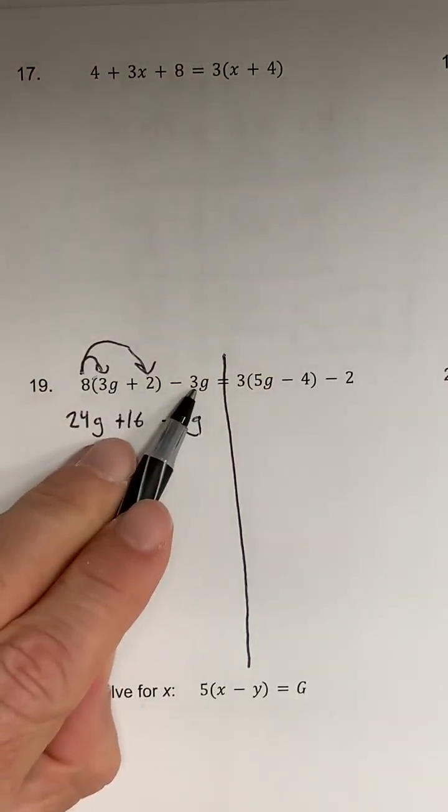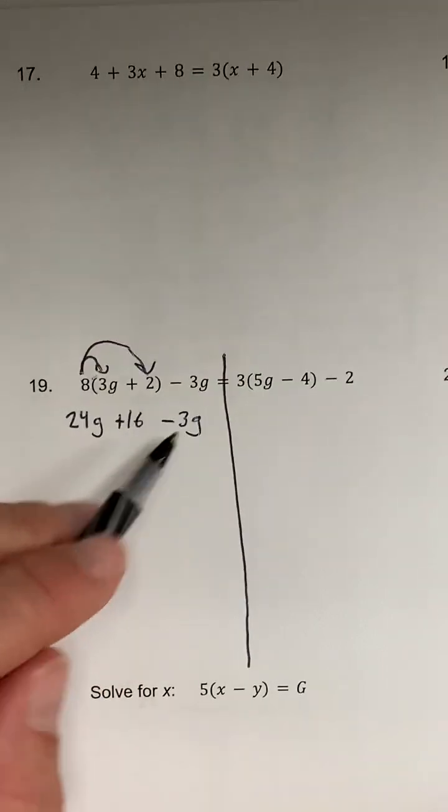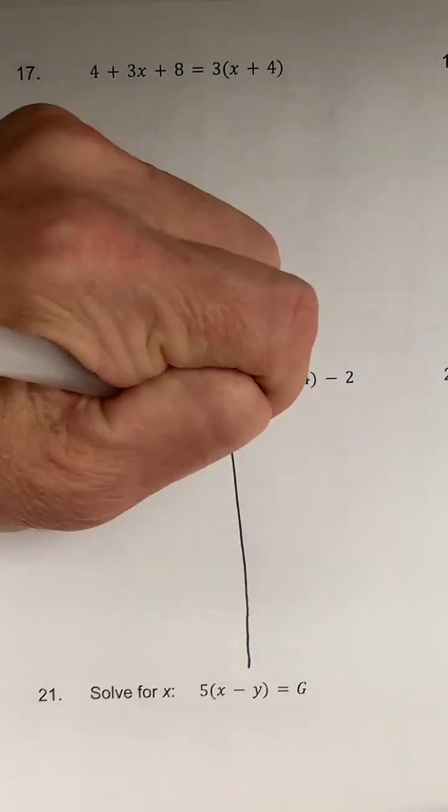And then there is also a minus 3g over here. Why didn't I multiply this by 8? I didn't because it's not in the parenthesis. So I just write minus 3g. Over to the other side.